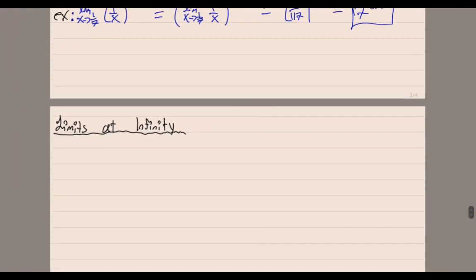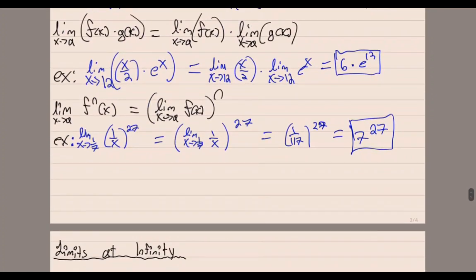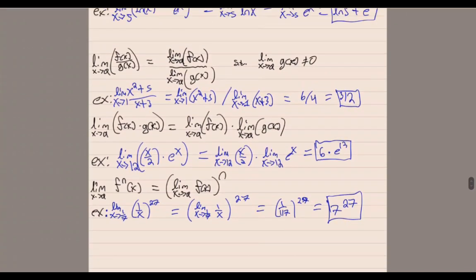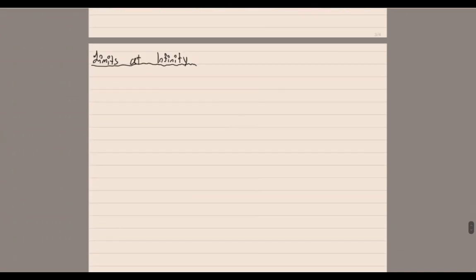Okay, so that's basically all the properties here. What else is there? Oh yeah, there's this idea of continuity. Let's go ahead and look at that.